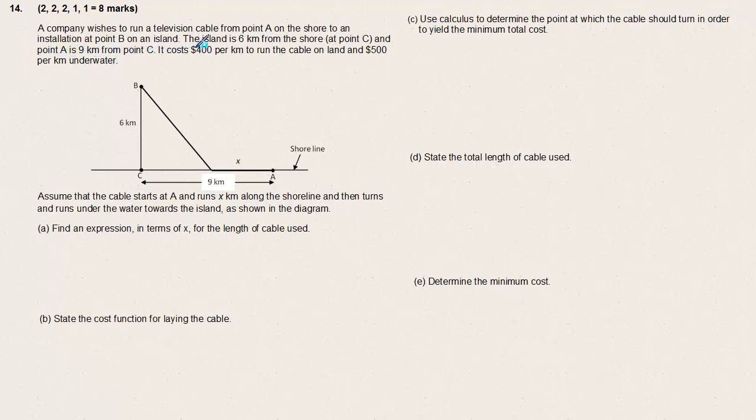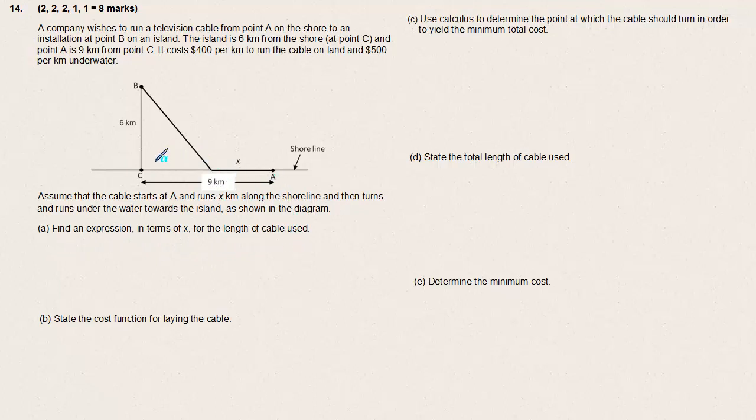A company wishes to run a television cable from point A on the shore to an installation at point B on an island. The island is 6 kilometers from the shore at point C, and point A is 9 kilometers from point C. It costs $400 per kilometer to run the cable on land and $500 per kilometer underwater. Assume that the cable starts at A and runs X kilometers along the shoreline and then turns and runs under the water towards the island as shown on the diagram. Find an expression in terms of X for the length of cable used.